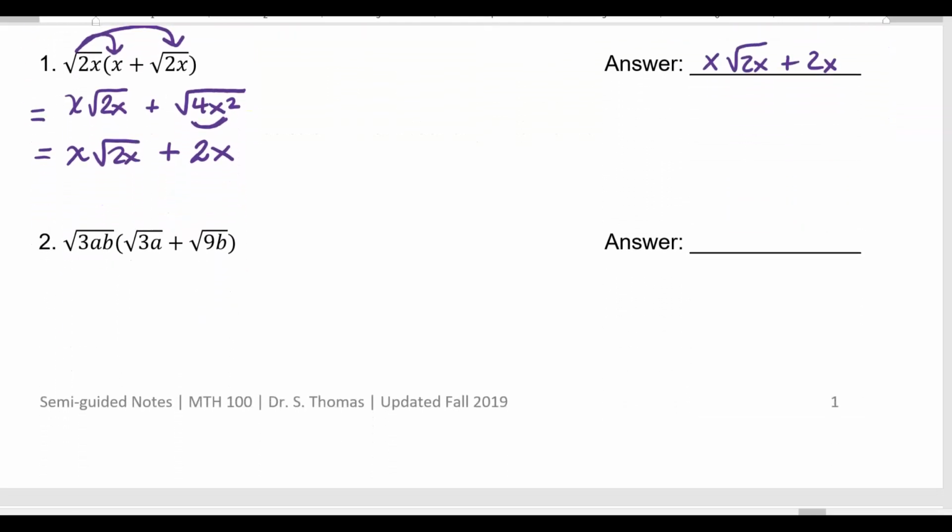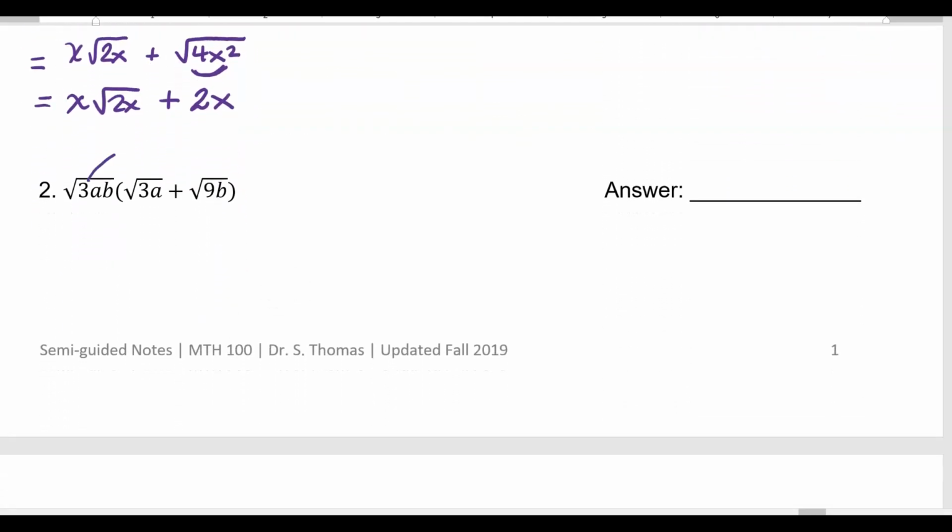Moving on, square root of 3ab times 3a. We can multiply these together because they have the same index. So we have the square root of 9a squared b plus square root of 3ab times 9b. Square root of 9b is square root of 27ab squared.